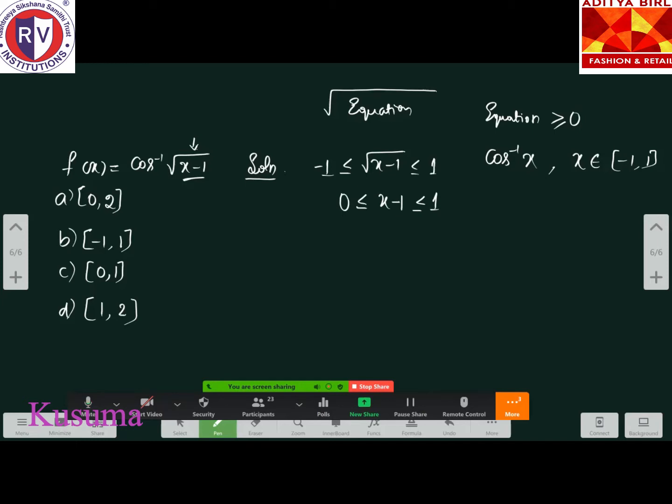So let us add 1 to the entire inequality. This will be 0 plus 1, x minus 1 plus 1, 1 plus 1. That is 1 less than or equal to x less than or equal to 2. That is, for cos inverse of square root of x minus 1, x must lie between 1 and 2. That is x belongs to closed interval 1, 2. So option D is the right answer here.